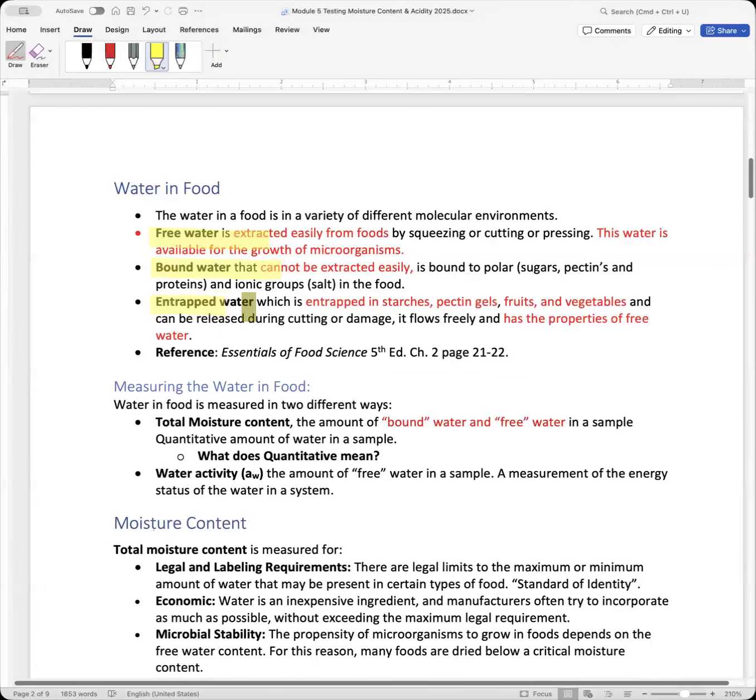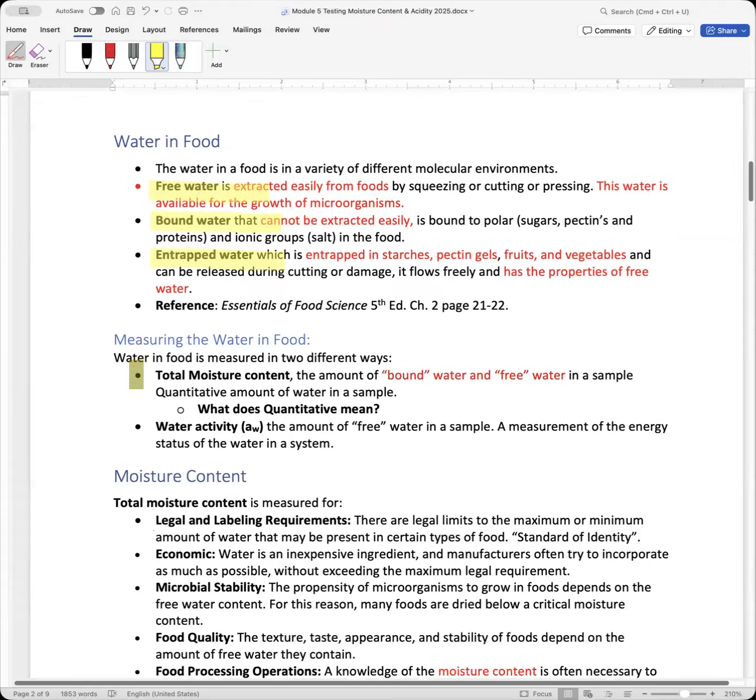And then entrapped water, which would be water entrapped inside of a starch or a pectin gel. We talked about that when we talked about amylose and amylopectin and how amylopectin is branched. So there was a lot of space in there for the water molecules to collect, and that's why we could get a firm gel. So those are the three different places that we can find water.